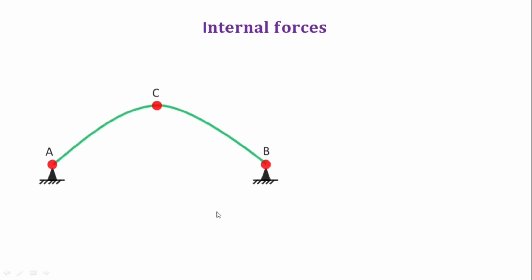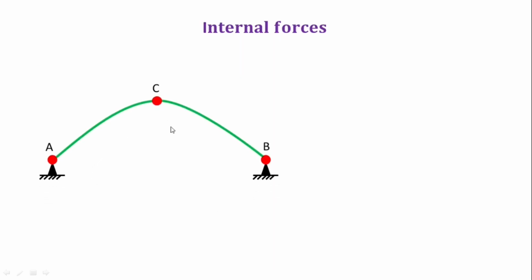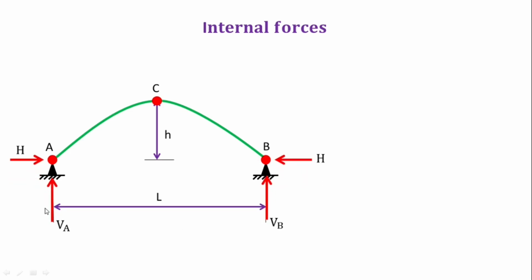Now suppose this is arch ACB having the length L and the central rise H, and these are the reactions. Support A is a hinge support having the reactions horizontal H and vertical VA, and support B is a hinge support having the vertical reaction VB and horizontal H.